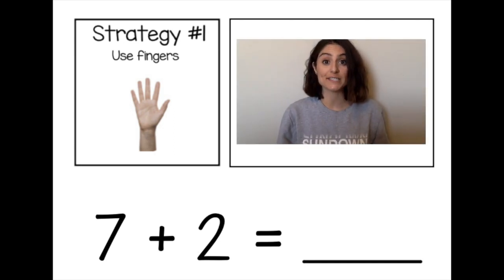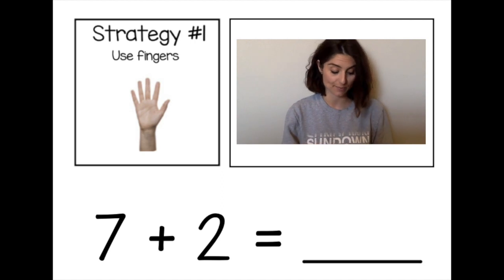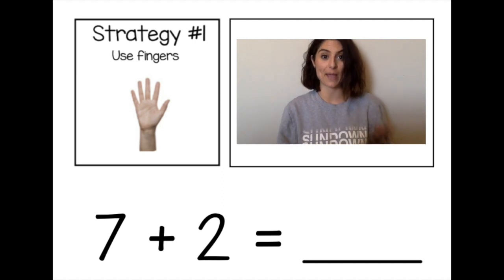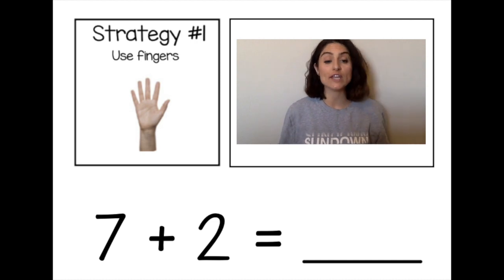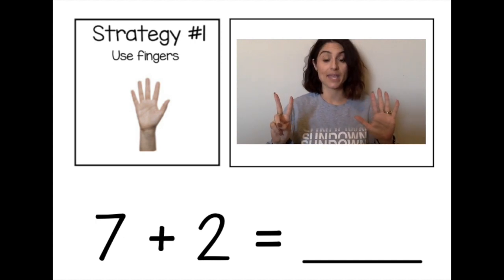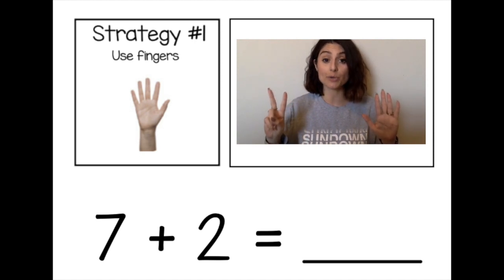The next equation says 7 plus 2 equals. So let's write that down. Got it? Okay, so let's use our fingers again to solve this equation. The first add-in is 7, so put up 7 fingers. And then the second part is adding on 2. So let's put up 2.